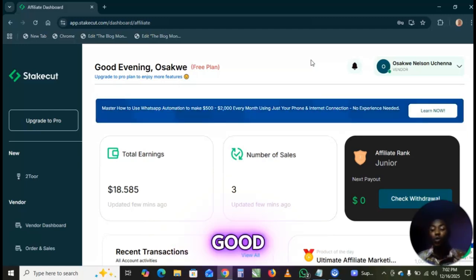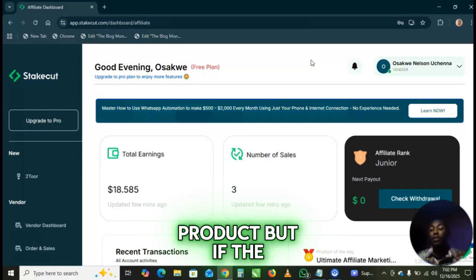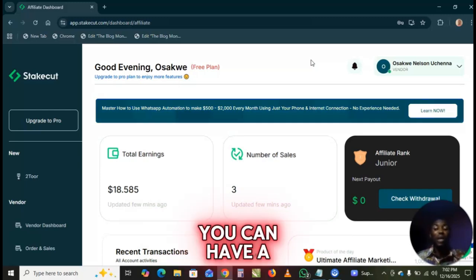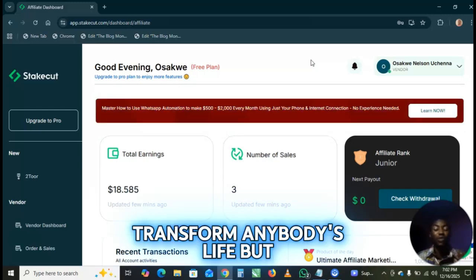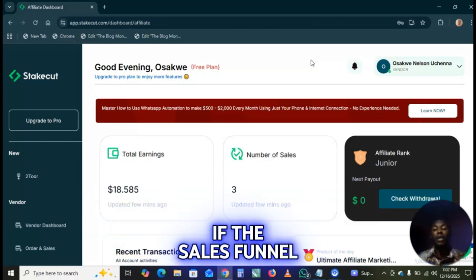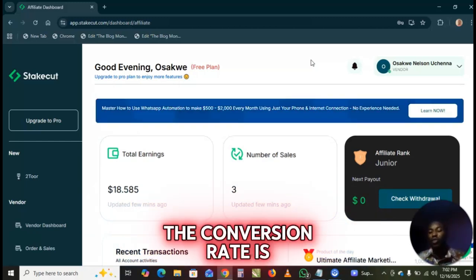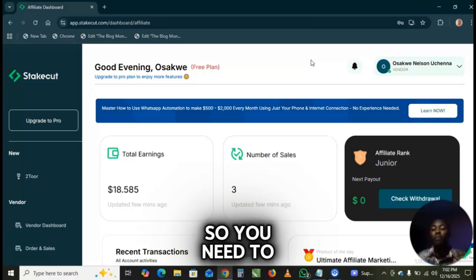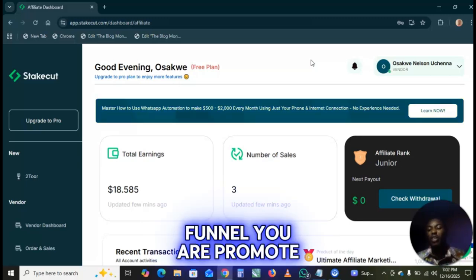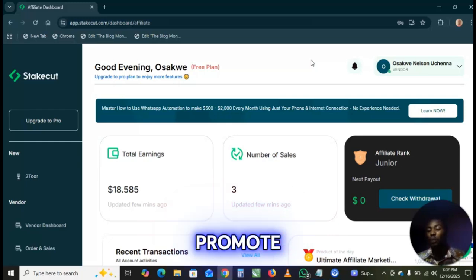Then the fourth one you need to look into is the sales funnel. Is the sales funnel good? You can have a product, but if the sales funnel is not good, you can have a good product that can change anybody's life, transform anybody's life, but if the sales funnel is very poor, the conversion rate is going to be so terrible. So you need to look into the sales funnel of the course you are promoting. How is the sales funnel?